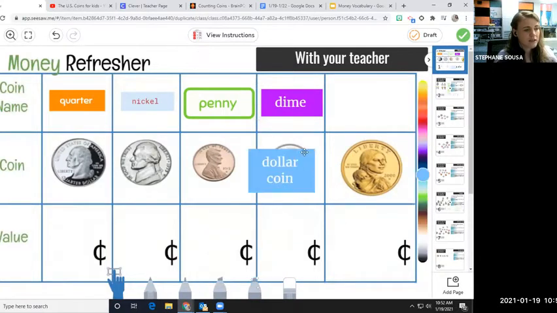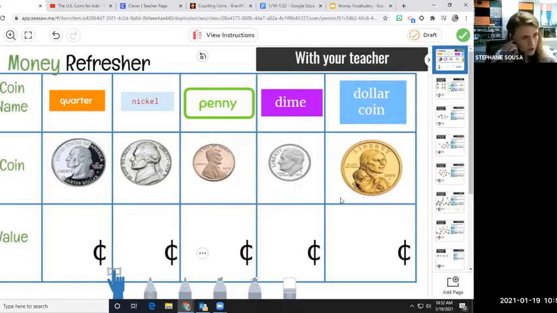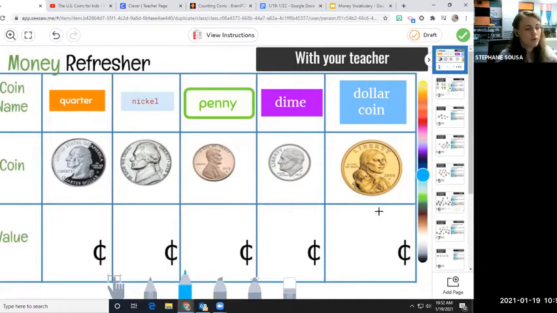And finally, this is one way that a dollar can look in a coin. There's a gold dollar, there's also a silver dollar, but this is one of them, a dollar coin, okay? Go ahead and grab your drawing tool. We're going to write the values of the coins, okay?